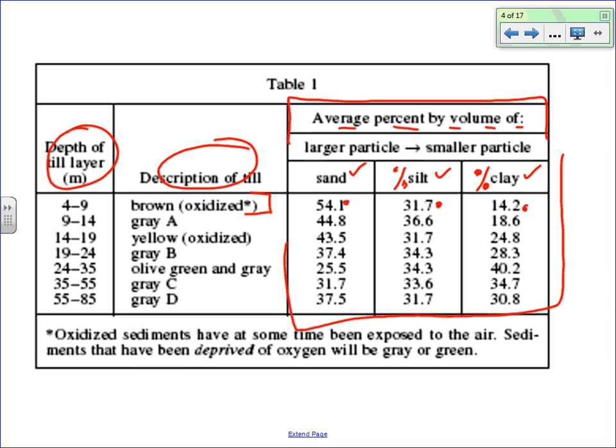100. All right, because till is made up of sand, silt, and clay. So if you add up the amount of sand, silt, and clay, hopefully what you'd get is 100 because that's the whole layer. All right, so it's just telling you for each layer how much is each one. Okay, any question on table 1?